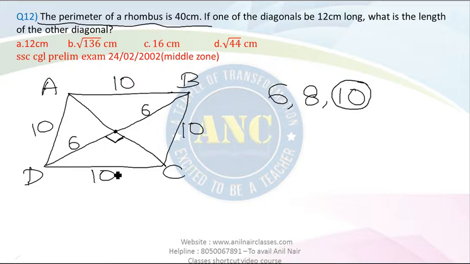Yes, opposite to 90 it is 10. One of the sides is 6. The other side should be 8. If MC is 8, AM also is 8. Total AC is 8 plus 8, 16. Answer for this question is 16.